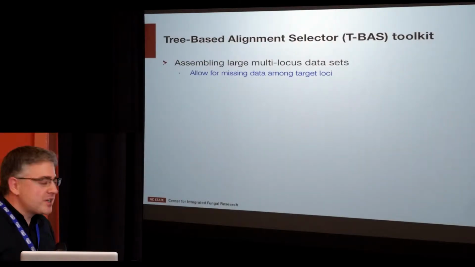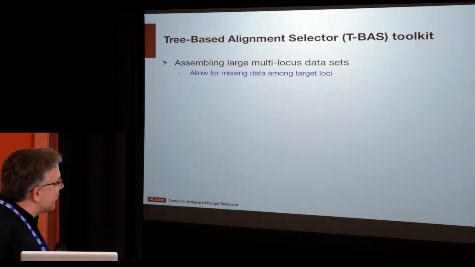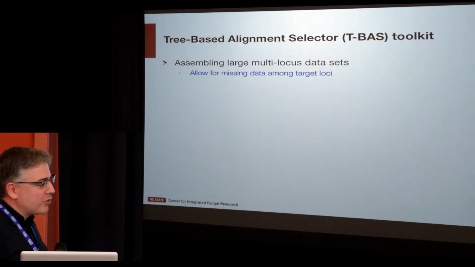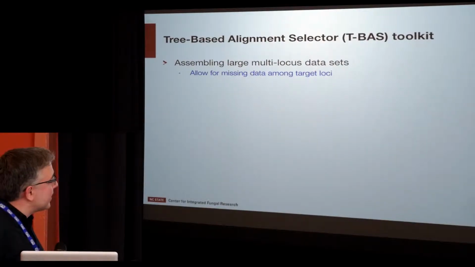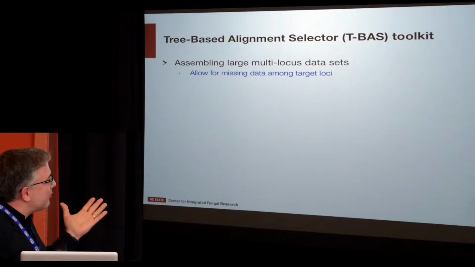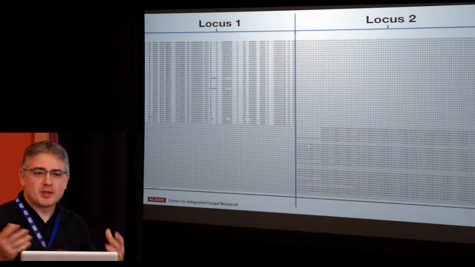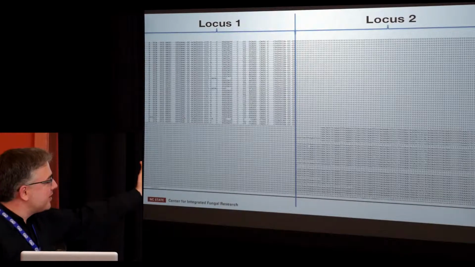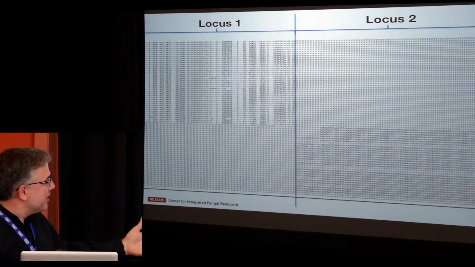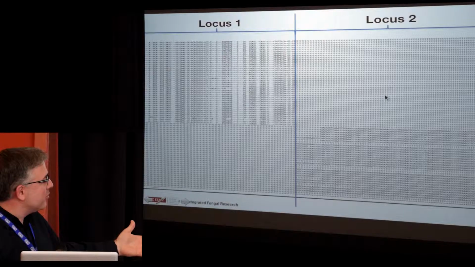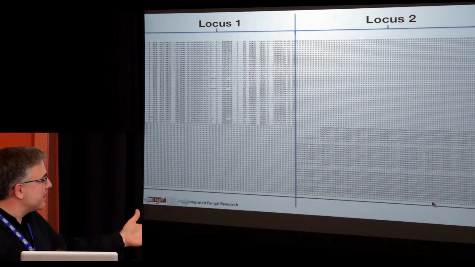Okay, so I want to walk you through and just show you some screenshots of what TreeBASE can do and why it's important that we built in all this functionality. So we need to allow for missing data among loci, and as Francois showed with that cumulative supermatrix, this is typically the type of data you have. You don't have data for these taxa, you have it for these.